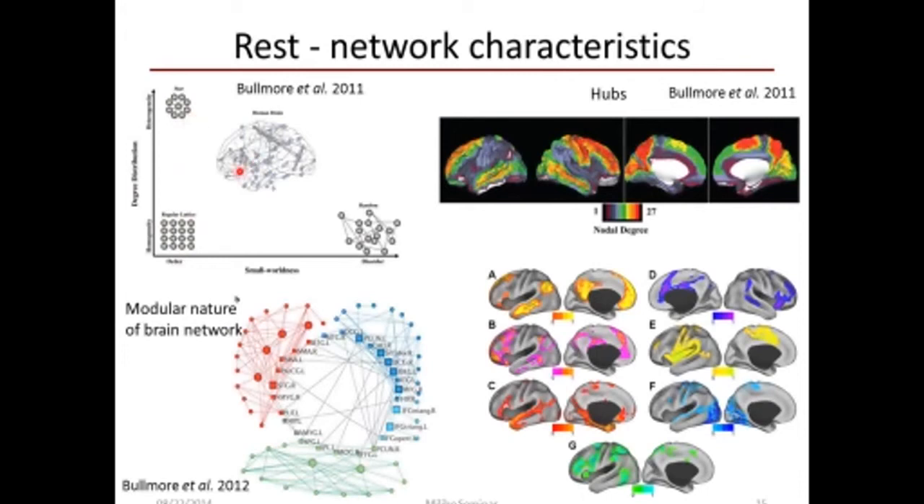Now, the brain network does not have a homogeneous degree distribution, nor does it have a completely skewed distribution. Its distribution is somewhere in the middle. Similarly, they looked at the modularity of the network. They found that there are different types of modules here in the brain network.